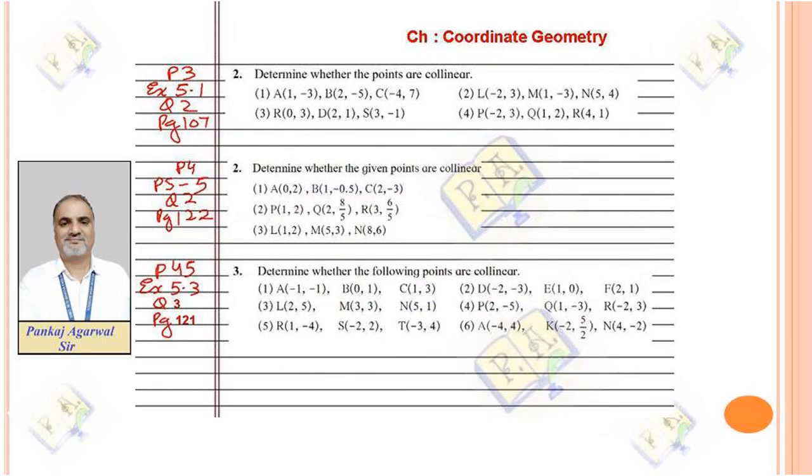We have already studied P3 and P4, and P45 is also similar. Determine whether the following given points are collinear or not. P3 and P4 we have already done using distance formula. You can do them even with the slope formula method. For the time being, we are doing P45 with the slope method.